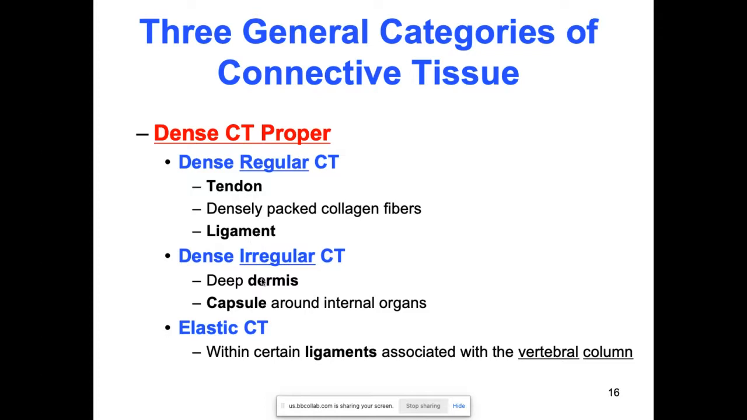Unless, of course, there is some genetic connective tissue disorder, and there are connective tissue disorders like Marfan's syndrome, where people have a problem with the elastic tissues in their body, and they grow very tall. Their bones are very tall and slender. Okay, elastic connective tissue. These are associated with certain ligaments, especially the vertebral column.